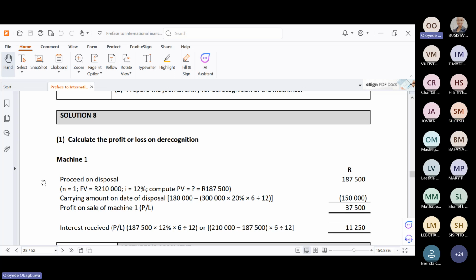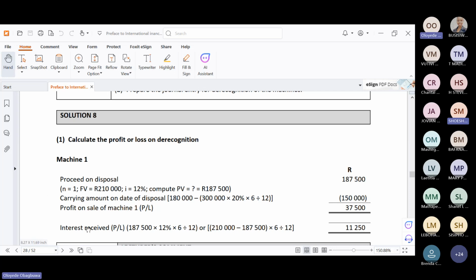So please, you use your financial calculator. So what you need to do is to now know how to calculate present value, future value from your financial calculator. So when you slot in all these variables, the number of years given is just 1 year. The future value you are expecting is 210, and the interest rate given in the question is 12%. You calculate your present value, which is 187,500. So the money you are expecting in 1 year's time, the value of that money now is 187,500. That is the value you are going to compare the carry amount at the date of disposal with.